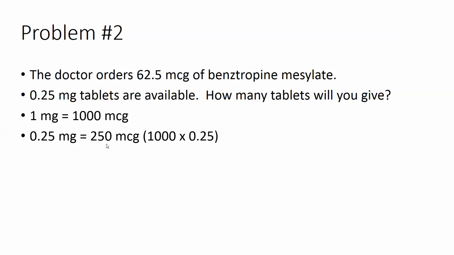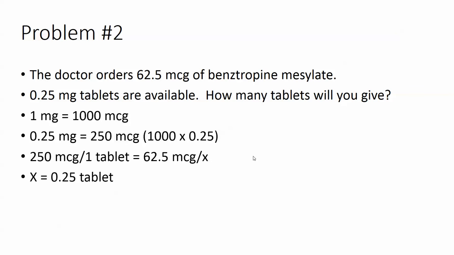0.25 milligrams equals 250 micrograms, and I just multiplied 0.25 times 1,000. And I did a ratio. It's 250 micrograms for every 1 tablet, and that equals 62.5 micrograms over X. So you're going to give them 0.25 of a tablet, or a quarter of a tablet. That's it.